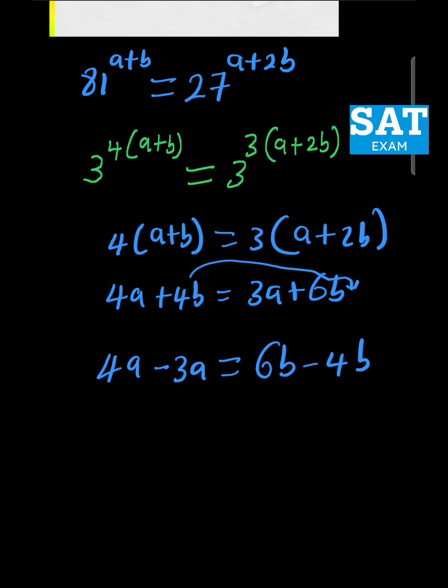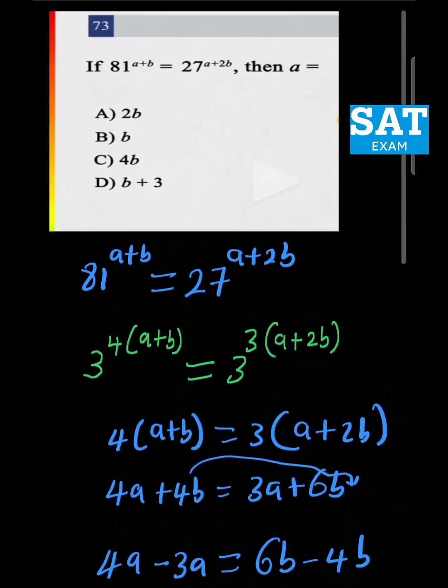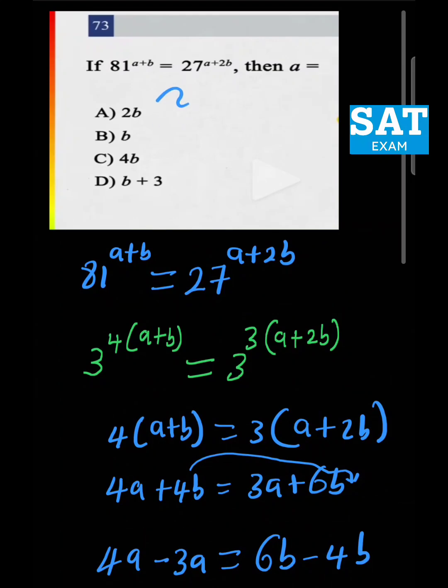So 4a minus 3a is going to be 1a, which is the same as a, equal to 6b minus 4b, which is going to be 2b. So therefore the value of a is going to be 2b from this equation. So therefore option a is the answer.